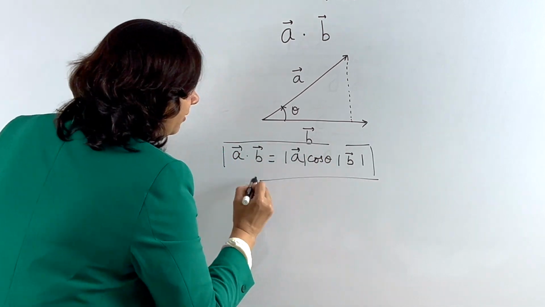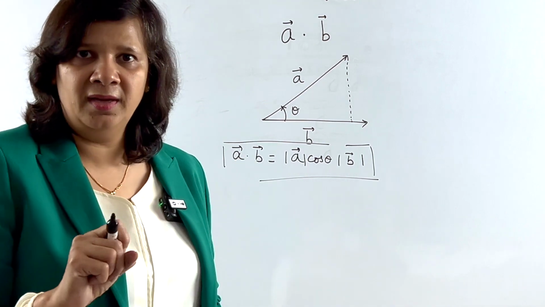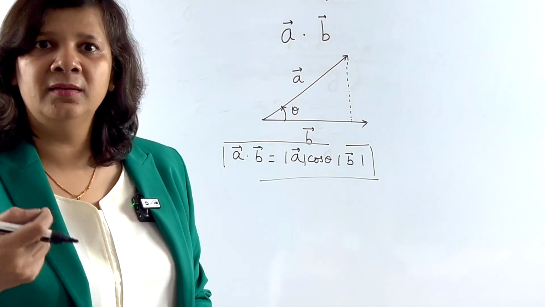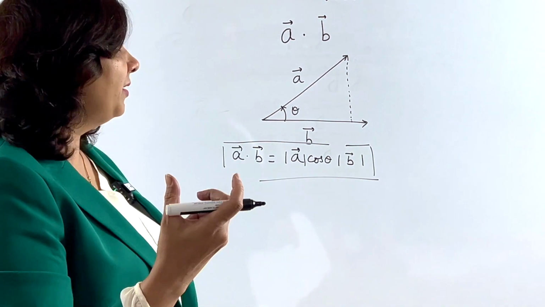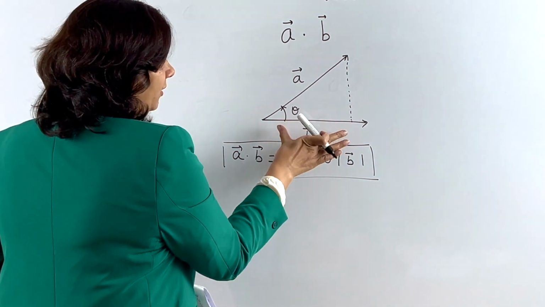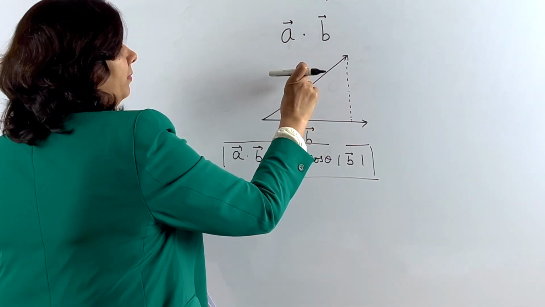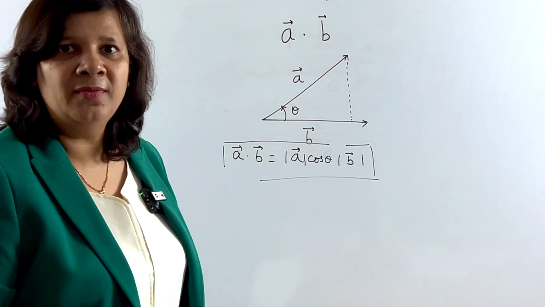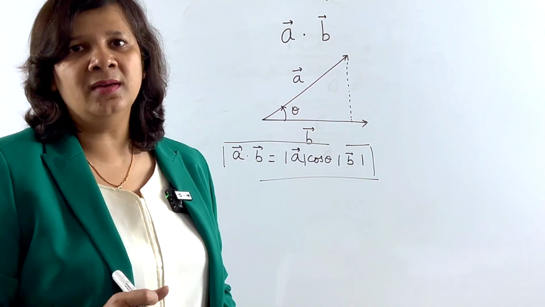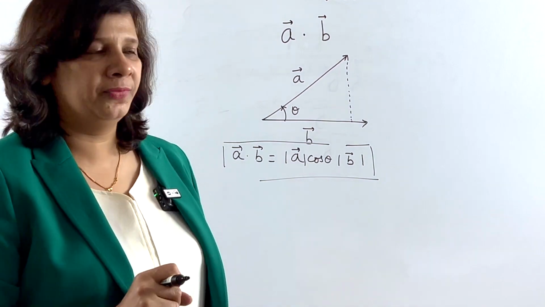And we can check that if I do the other way around, if I take vector B dot A, the dot product of vector B and A, so basically I am taking the component of vector B on A into the magnitude of A. Then we will see that this also gives the same result, which shows that dot product is commutative.